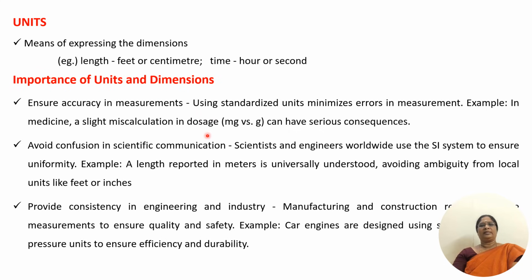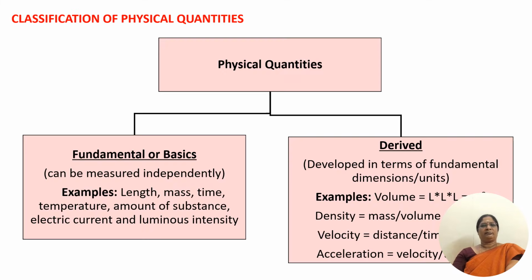Using standardized units minimizes errors in measurement. For example, in medicine, a slight miscalculation in dosage, whether provided in milligram or gram, can have serious consequences. It also avoids ambiguity in scientific communication. For example, a length reported in meter is universally understood, avoiding ambiguity from local units like feet or inches. And it provides consistency in engineering and industry. Mainly, the manufacturing and construction industry relies on measurements to ensure quality and safety.